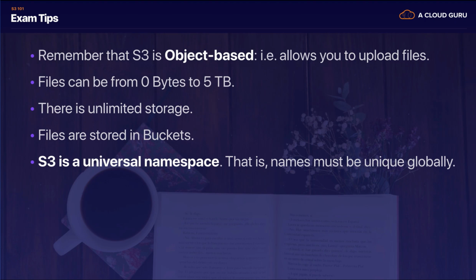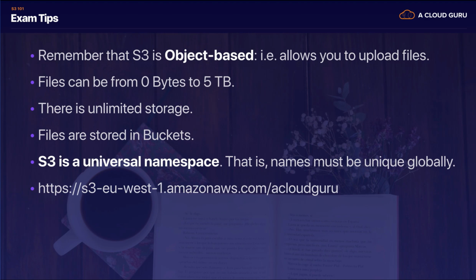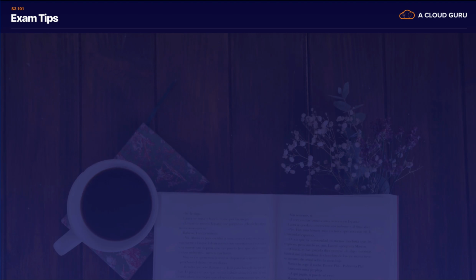S3 is a universal namespace, so that means that bucket names must be unique globally. You cannot have the same bucket name as somebody else. An example of a bucket URL will always be S3 followed by the region, so eu-west-1 in this one, then .amazonaws.com, and then / and the bucket name. It's important to be able to recognize these links going into your exam.